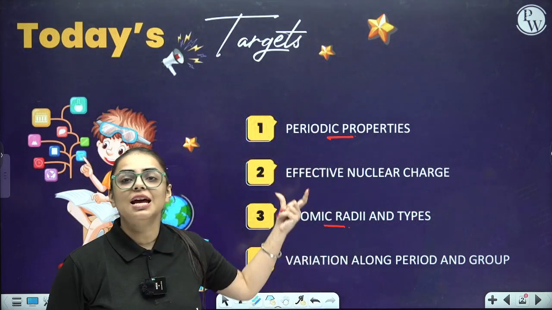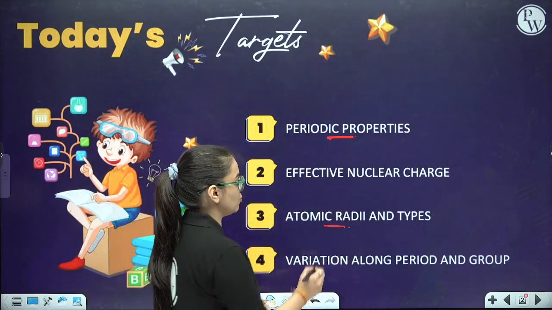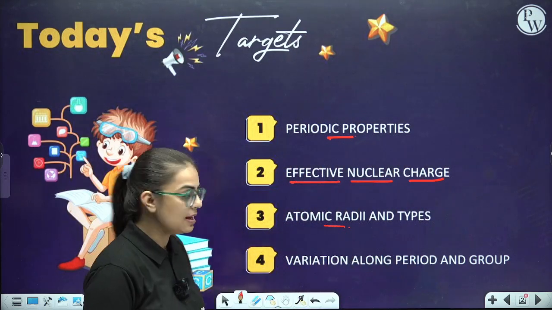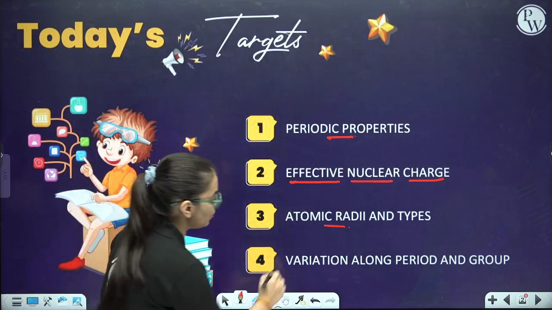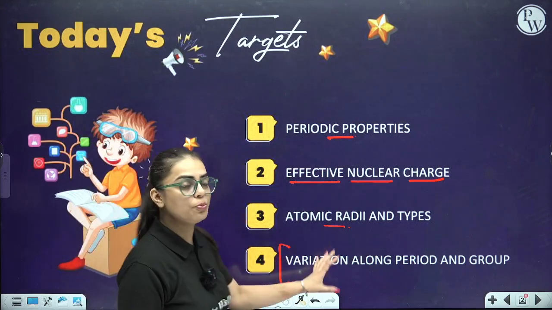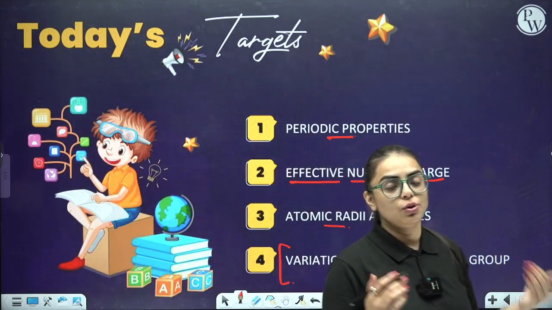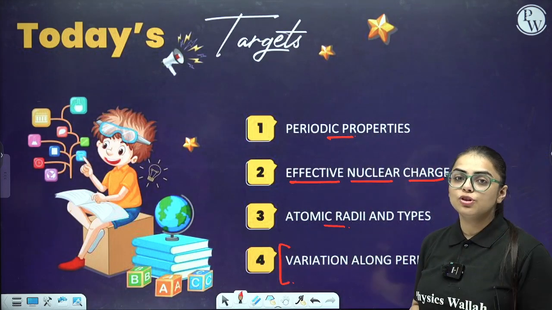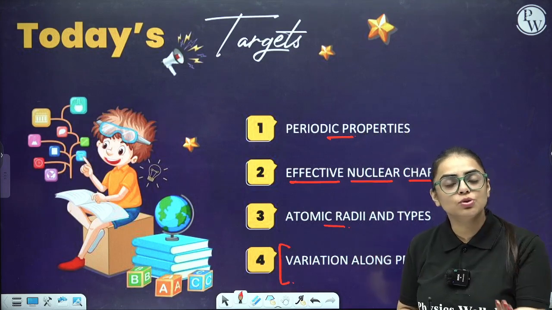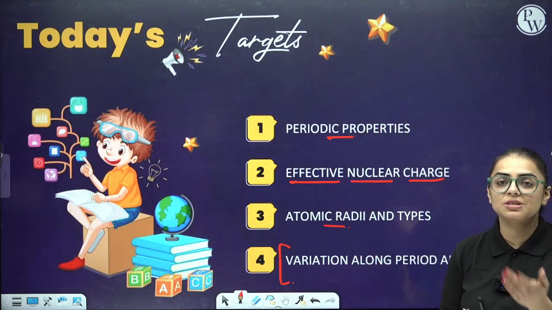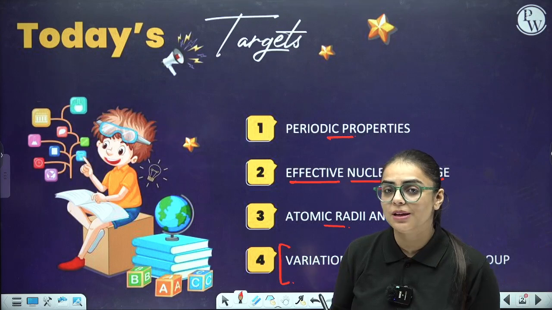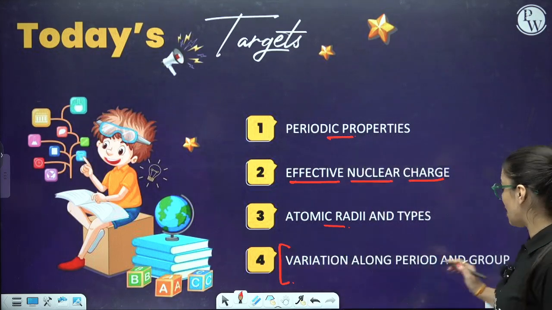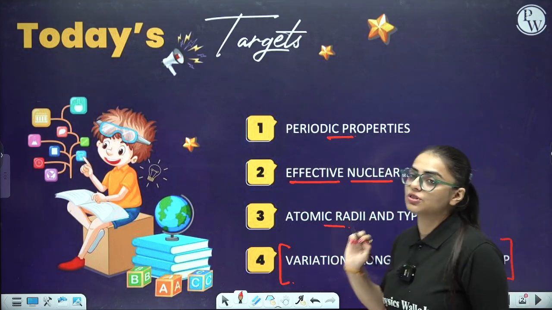But before understanding atomic radii, you should also know the term effective nuclear charge. And at last I'm going to explain the variation along the period and the group, where you require the tricks to remember the periodic table elements. For example, I will ask you, students, write down the group number 13 elements, the group number 16 elements, the period number 2 elements. So you should revise and learn the periodic table elements, as that will be required in the 4th segment of ours.